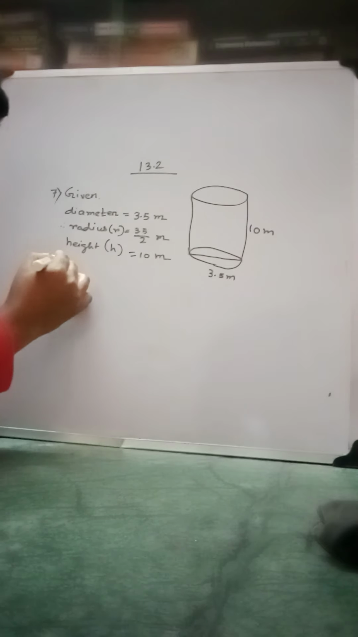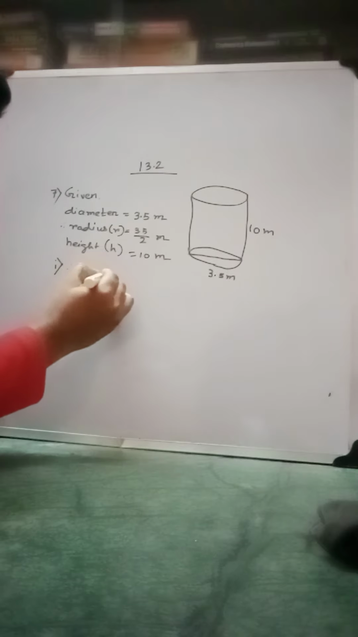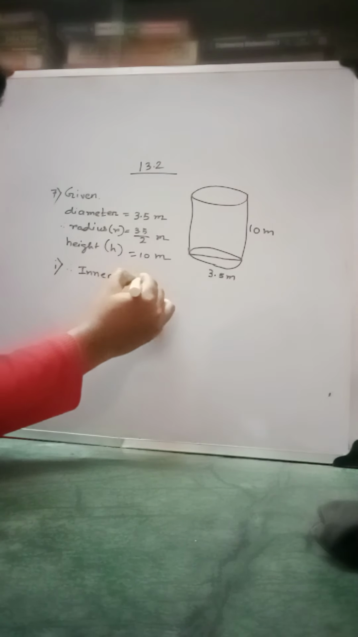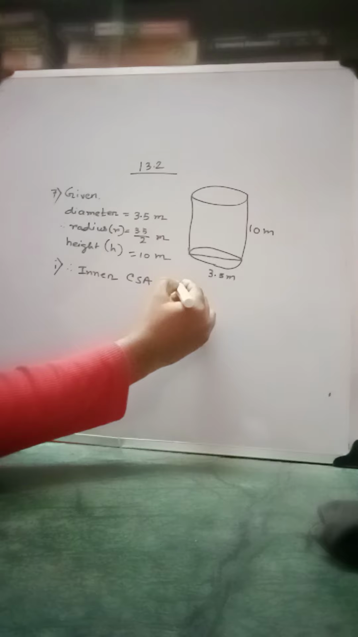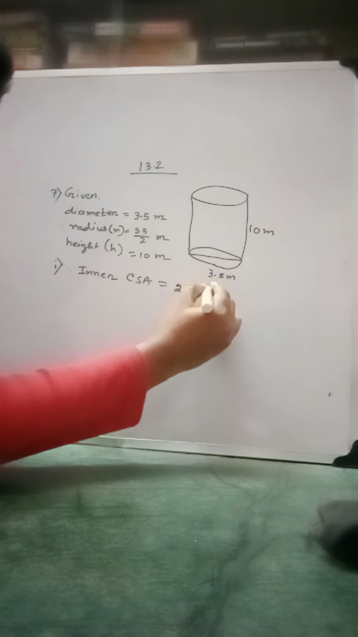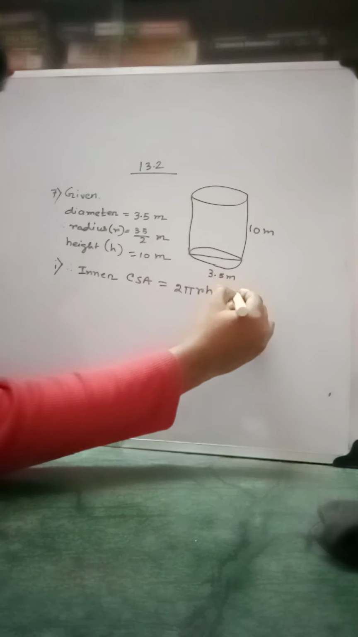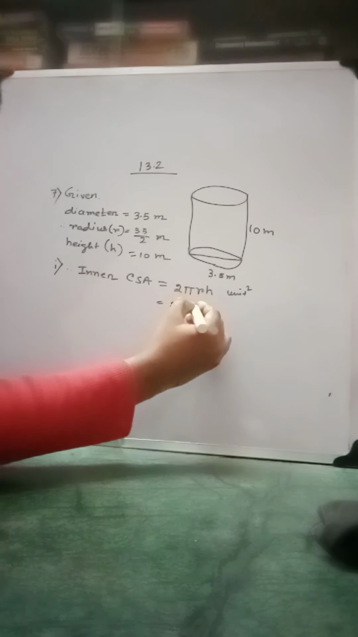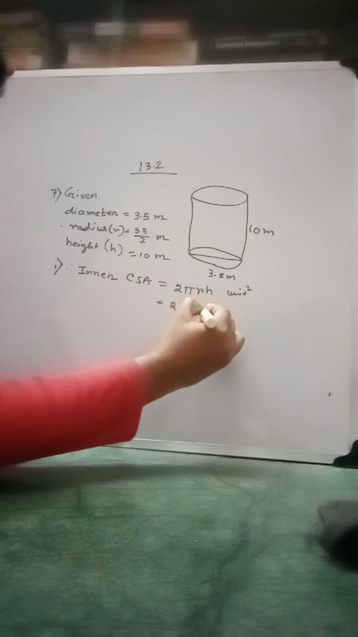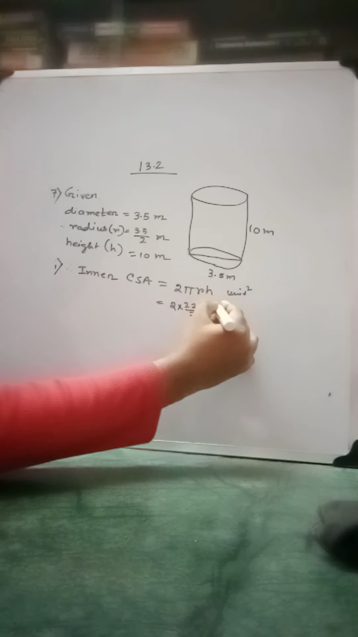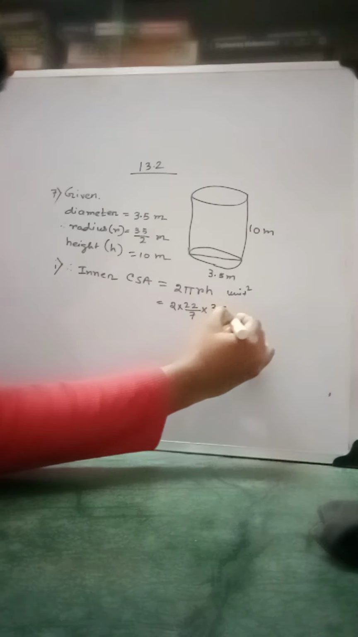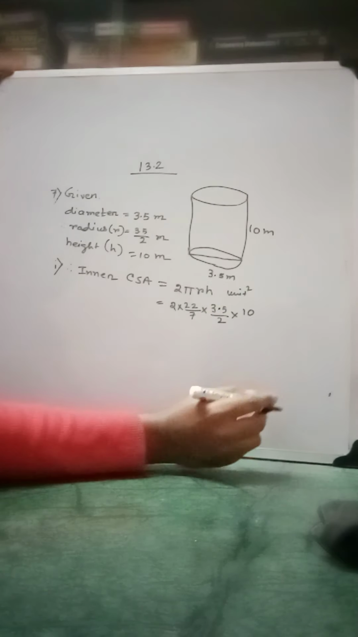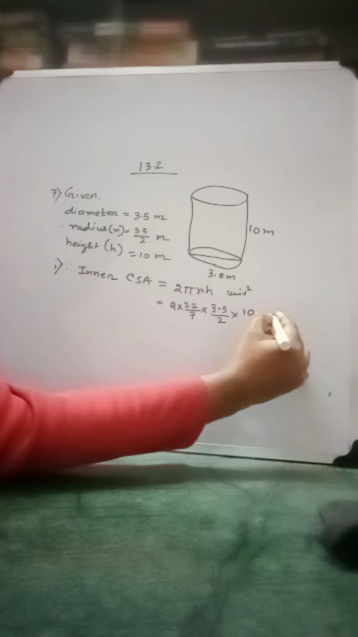So what is the inner curved surface area? So number 1, therefore inner curved surface area CSA equals, we know the formula, 2 pi r h unit square. So 2 pi means we know 22 by 7, r is our 3.5 by 2 and h is our 10. Okay, so this is meter square.